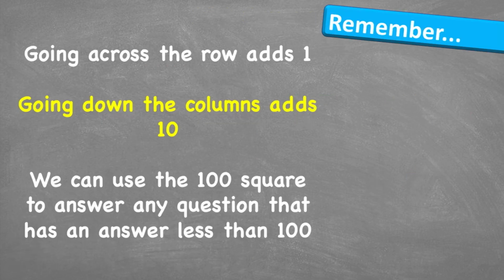Let's look at what to remember. Going across the row adds 1, and going down the columns adds 10. And then if we go the other way, we'll subtract 1 or subtract 10. And we can use the 100 square to answer any question that has an answer less than 100.